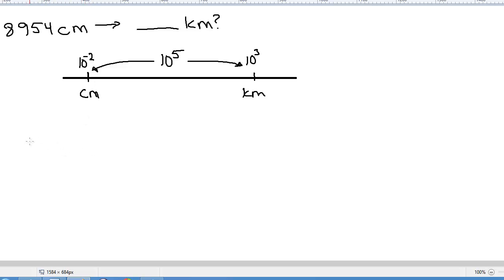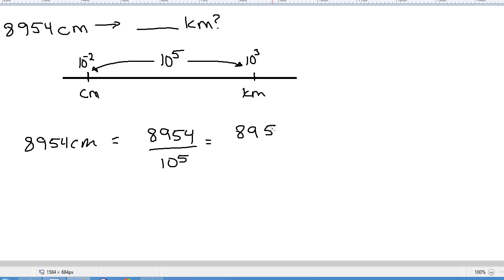Alright, so then if I have 8,954 centimeters, that is equal to, and now what I'm going to have to do is divide by 8,954 divided by 10 to the 5. So divided by 10,000, or sorry, 100,000. I'm going to get 8,954. I should just write it like this.